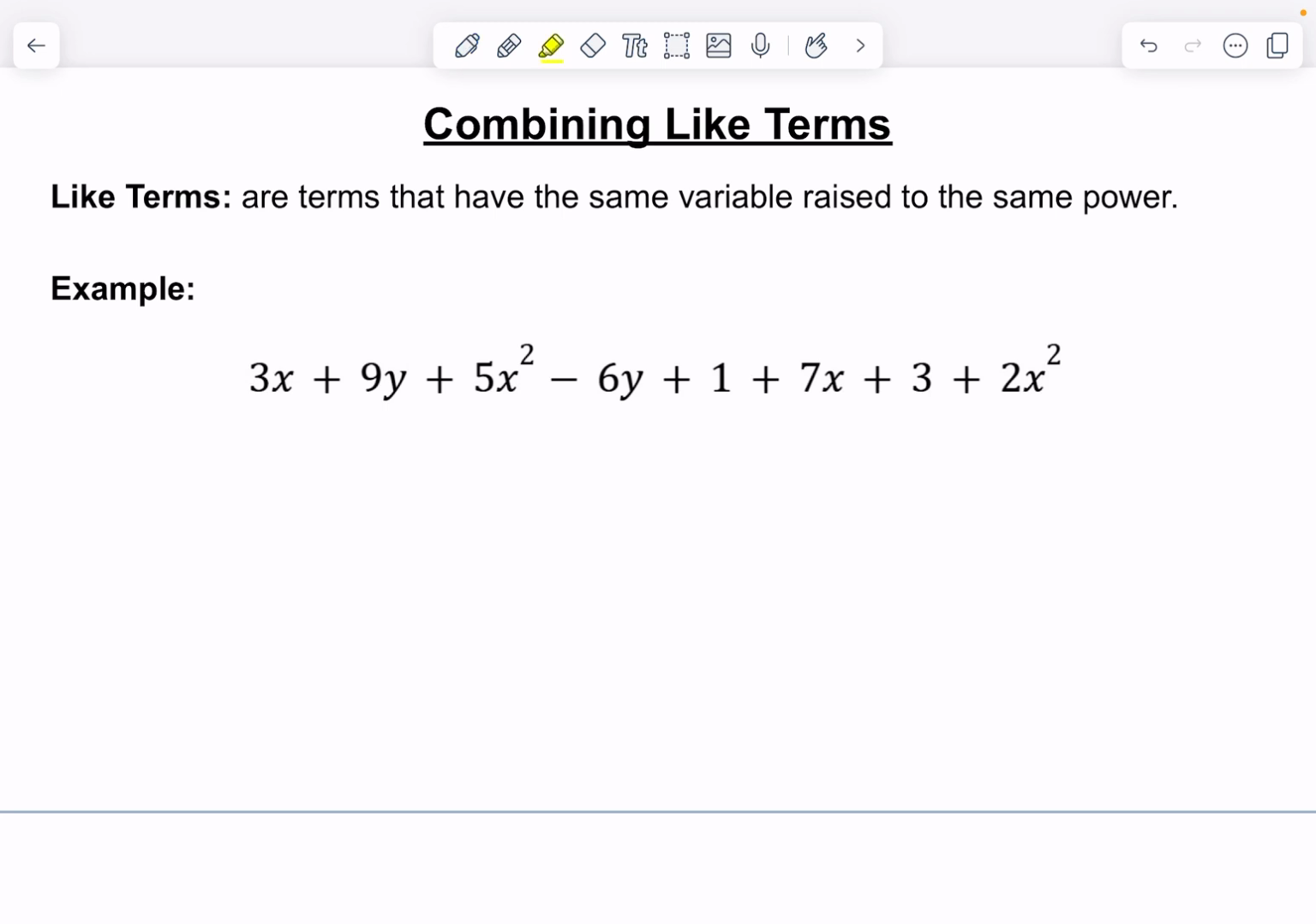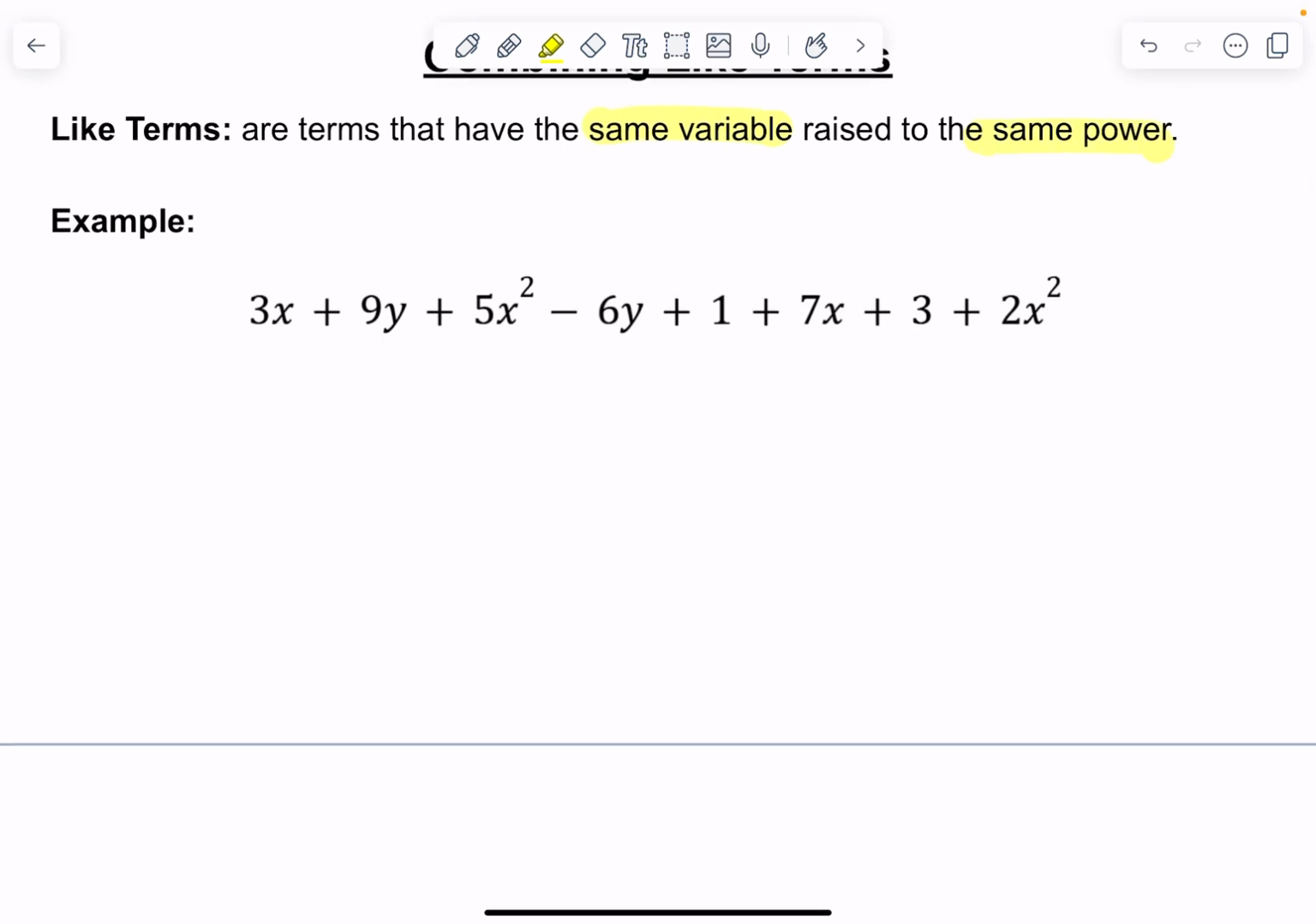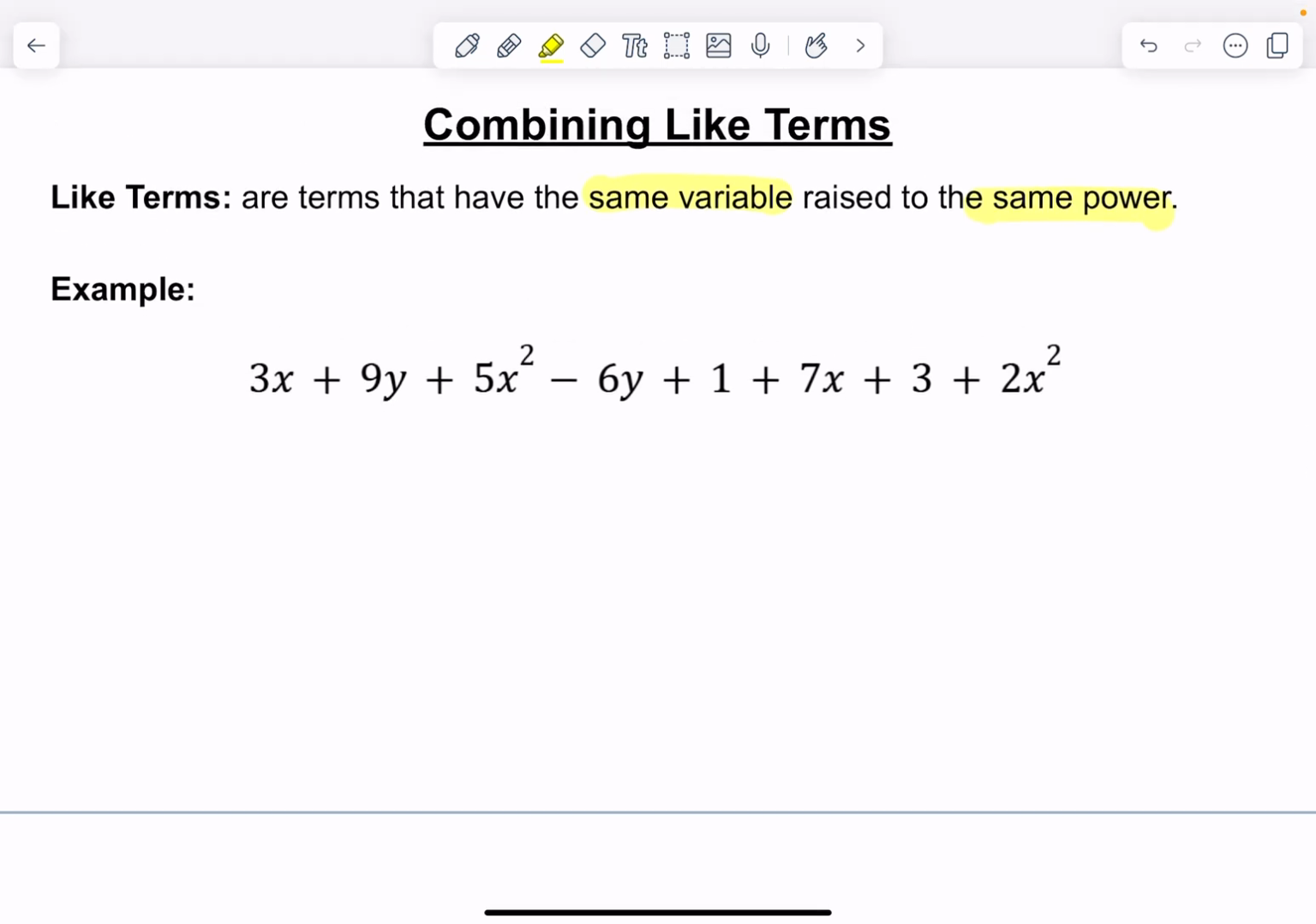Today we're looking at combining like terms. Like terms are terms that have the same variable raised to the same power. All right, so what exactly does that mean? Well, here we have an example. We have a bunch of different terms, okay?